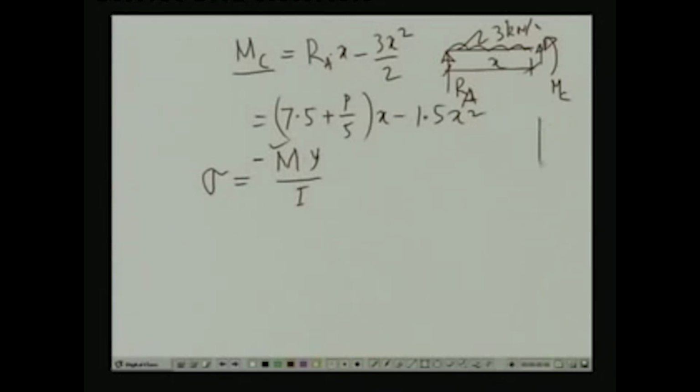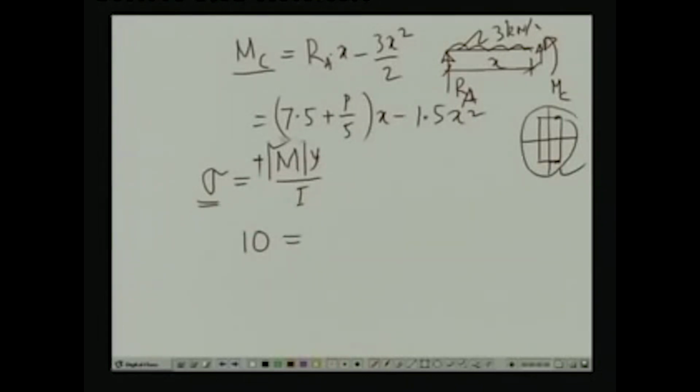Now, since this particular cross section is a symmetrical section with respect to both x and y axis, the top will have the compressive stress, bottom will have the tensile stress, and magnitude wise they will be the same. So, we disregard the sign over here and we take the value of the M only, and sigma has to be restricted to 10 megapascal.